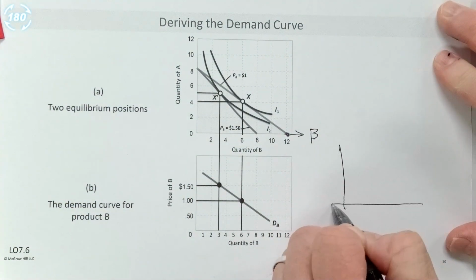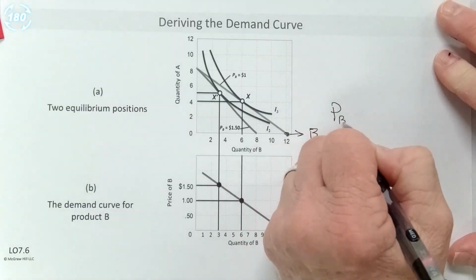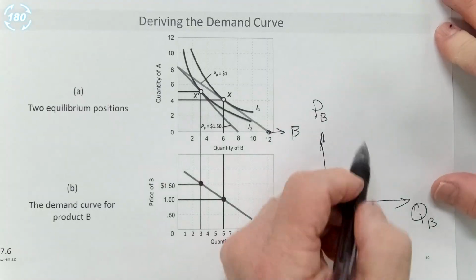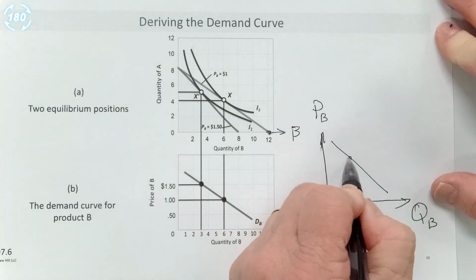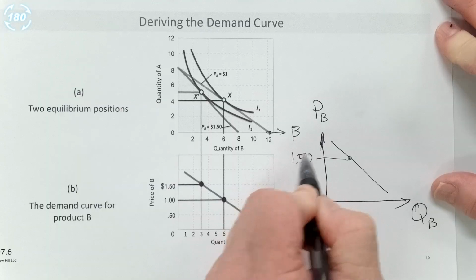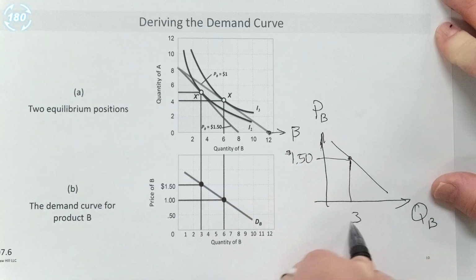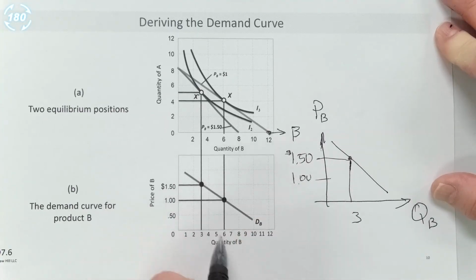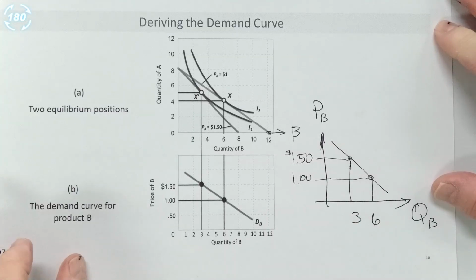What does the demand curve look like? It's got price of B going this way, and it's got the quantity of B going this way. And so what we've seen, we've got two points here. When the price of B is 1.50 the quantity demanded is 3. When the price is $1, the quantity demanded is 6. So as price goes down, quantity demanded goes up.